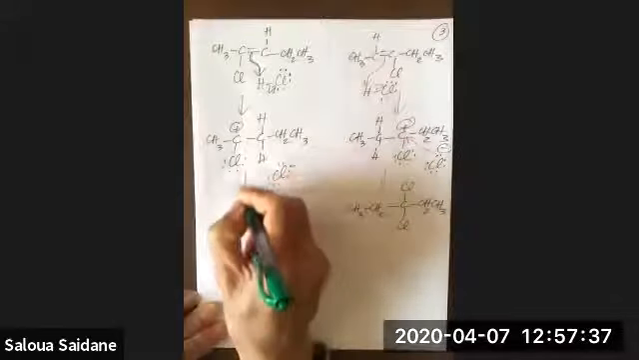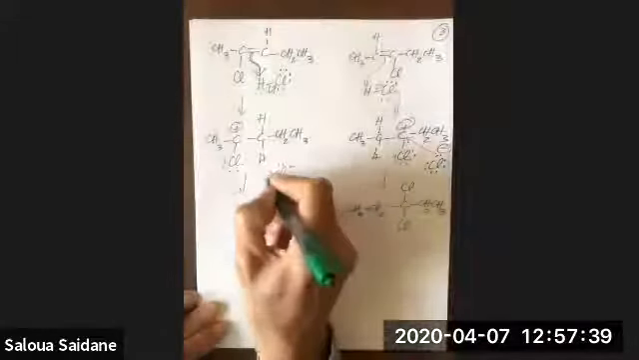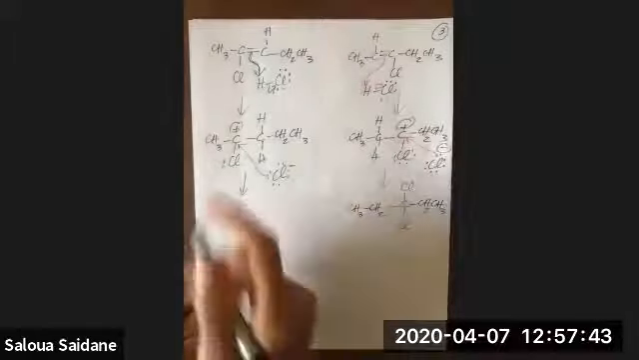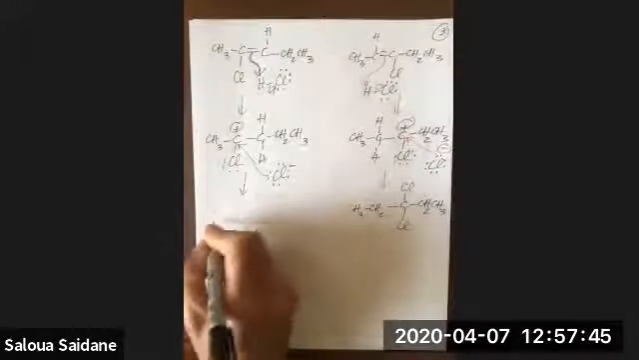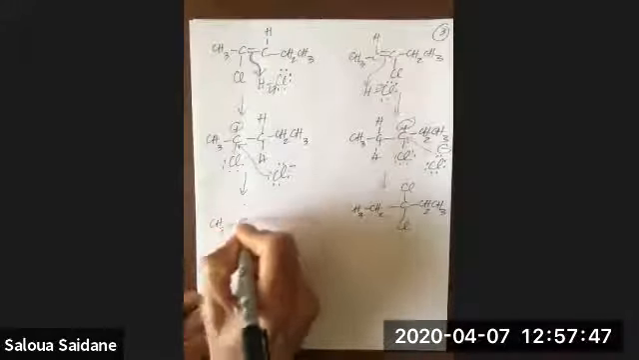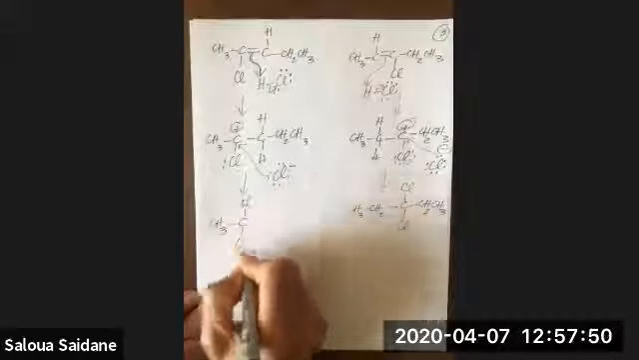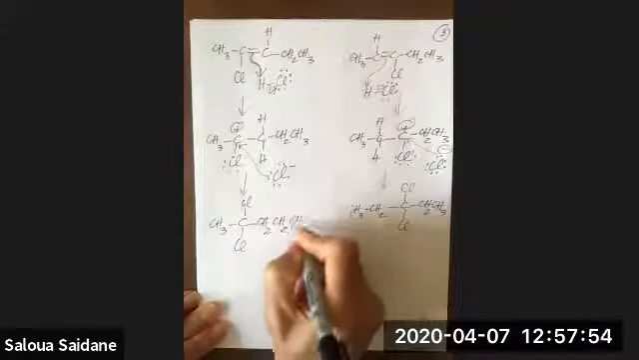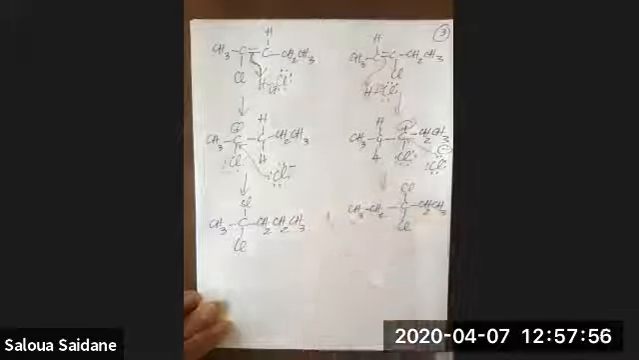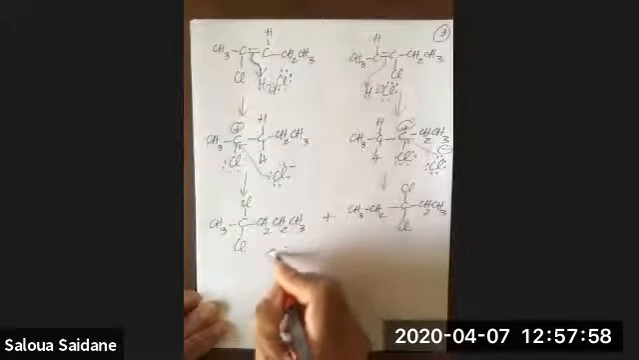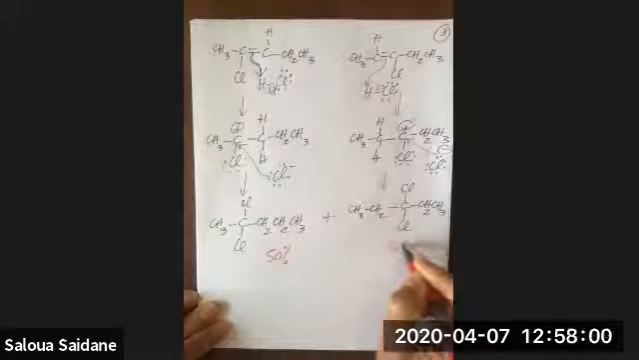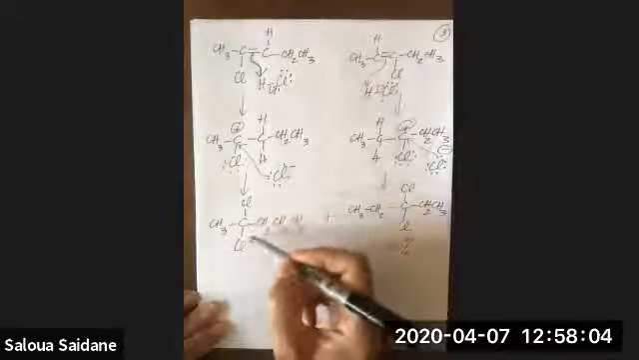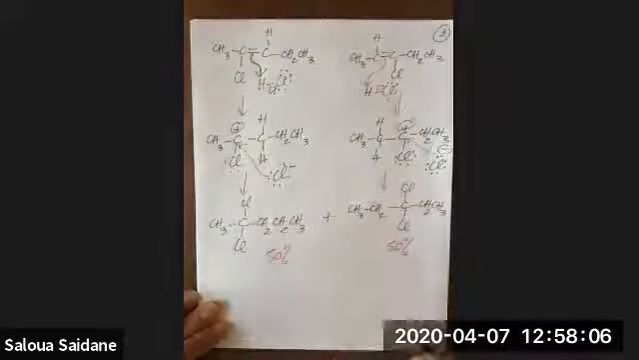And the green will give us, so this attacks here, and we end up with CH3, C, Cl, Cl, CH2, CH2, CH3. So again, we're going to have 50% of this and 50% of that. And this is called a geminal dihalide.